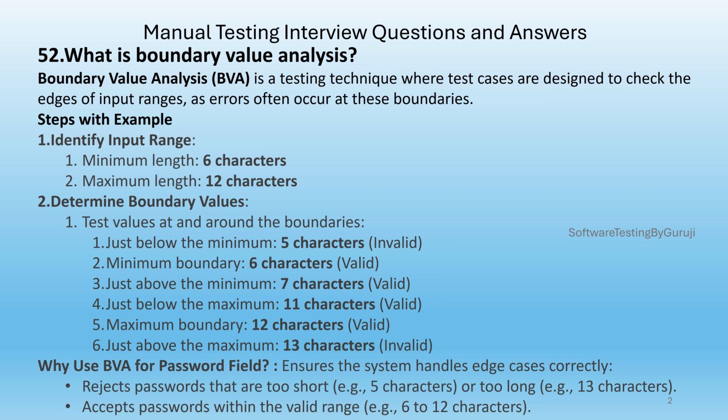So let's understand why we use BVA for a password field. It ensures the system handles edge cases correctly. First, reject passwords that are too short, that is 5 characters, or too long, that is 13 characters. Second, accept passwords within the valid range, that is 6 to 12 characters. So this is all about boundary value analysis. Let's move to the next question.